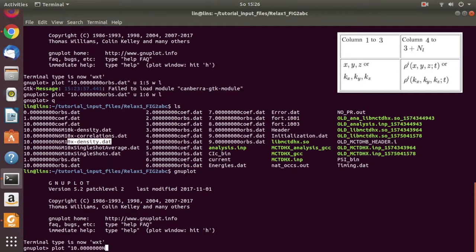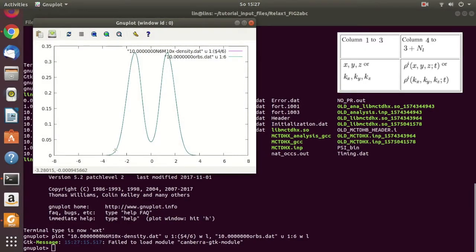So this is the x-density file. We are plotting the first column, which is the position, versus the fourth column, but now we want to divide it by the number of particles, which is 6. And then we want to compare it to the orbs.dat file, with the 6th column, because in the orbs.dat file, the density distribution is stored in the 6th column. So we can see that they are exactly the same, which is what it should be in the two files.